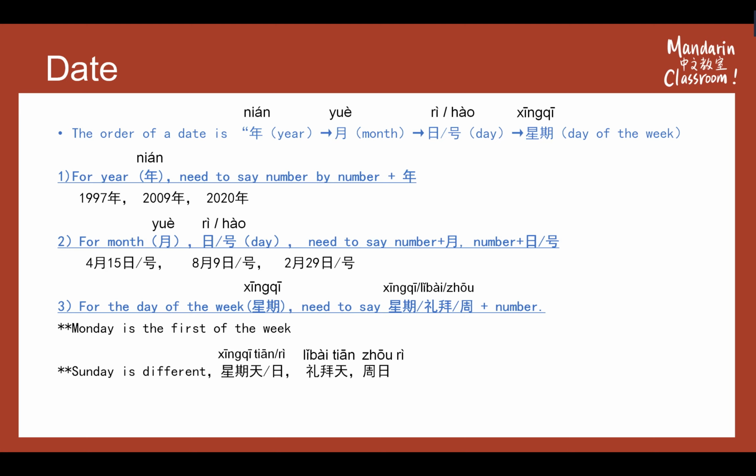And Thursday is 星期四. Friday, 礼拜五. Saturday, 周六. But Sunday is different, right? Sunday is very special. Sunday we don't say 星期七. We express it as 星期天 or 星期日. If you want to use 礼拜, the only way to express it is 礼拜天. There is no 礼拜日. If you want to use 周, there is only 周日. There is no 周天. So that is the difference in expressing Sunday with these three words.